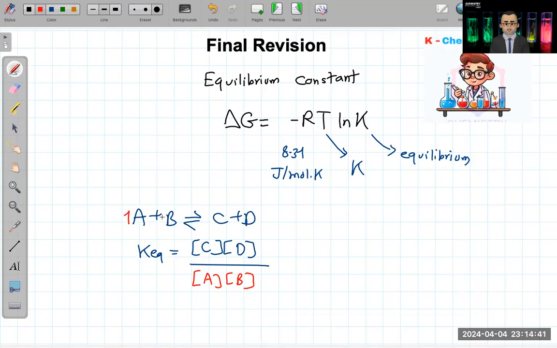For example, if this is 1, this is 2, this is 3. So C to the power of 3, A to the power of 2, and B to the power of 2 and 1 here. This is how we find K.